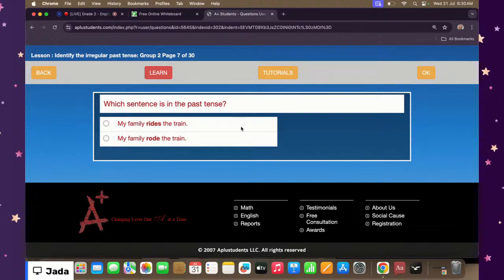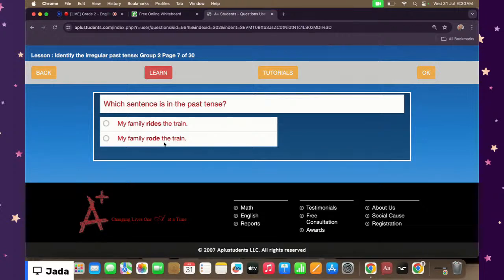Now, my family rides the train. My family rode the train. What is the past tense here? Which of these is the past? It has to be what? Rode or ride. Okay, so rode is the past tense of ride. So if you're riding, it's present, and if you rode, it's in the past.